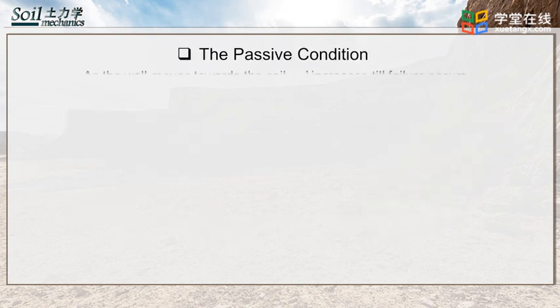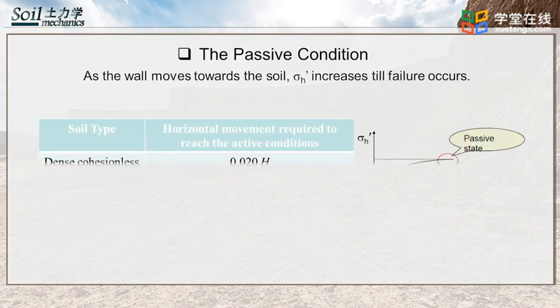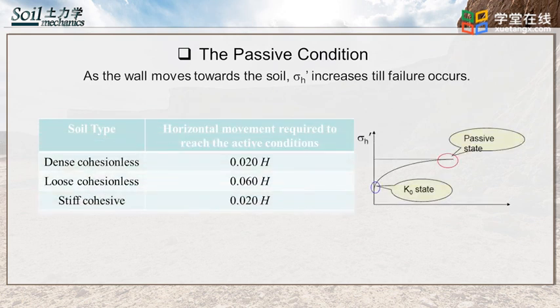It should be noted, passive condition occurs only when certain wall movement is reached. This table shows the horizontal movement required to reach the passive condition for different types of soils. As we can see, the movement is related to the height of the wall H.